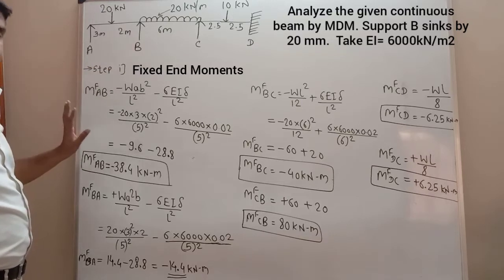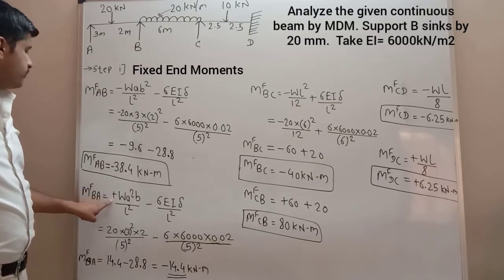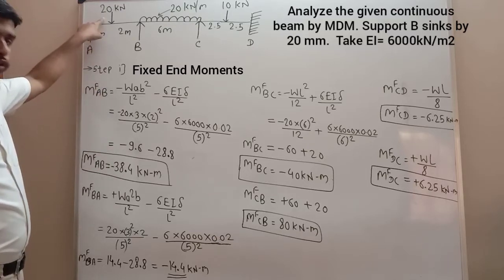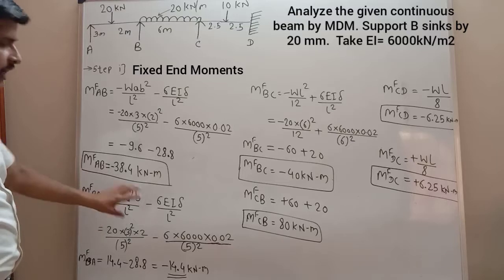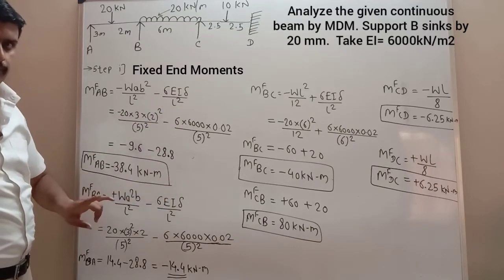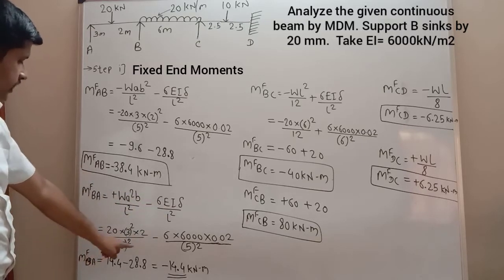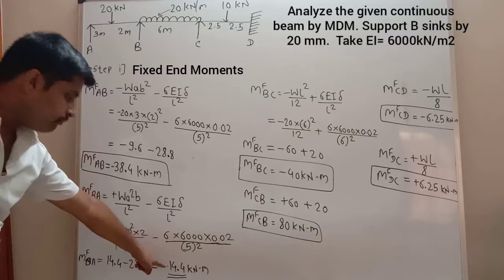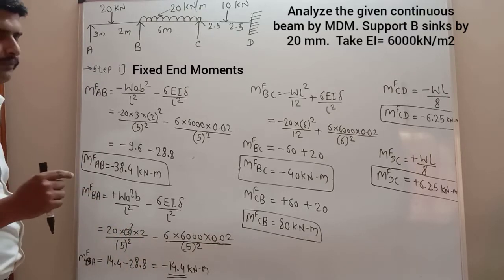Similarly for BA. For BA, the fixed moment by the 20 kilonewton load is Wa square b upon L square. The sinking effect will remain the same. Hence, after putting the values, we will get MFBA as minus 14.4 kilonewton meter.